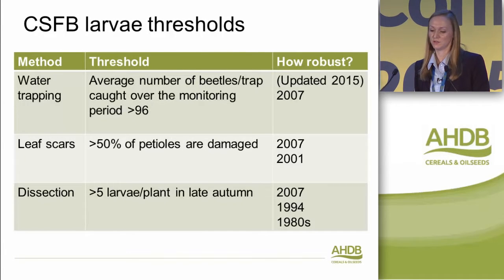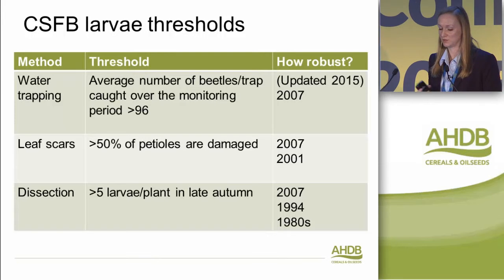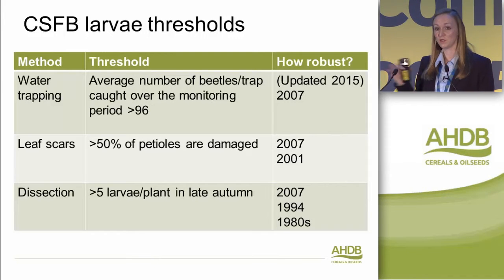So if we look at those thresholds a little closer, at where they came from, I'm going to start at the bottom with dissection, as this is the one which came in first. When I looked back on the research, this actually came in the 1980s, and this was at a 5 larvae per plant threshold. It was then re-looked at in 1994, and then again in 2007.